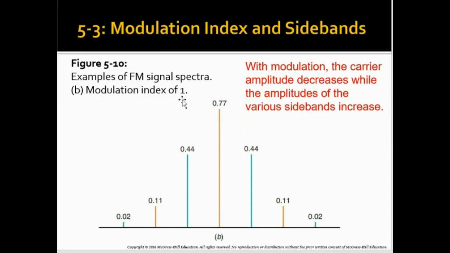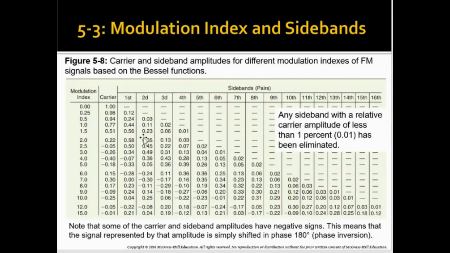Modulation index of 1. Here the modulation index is 1, so we should have carrier power 0.77. We have 3 sidebands: 0.44, 0.11, and 0.02. Remember these sidebands, we have upper and lower sidebands.